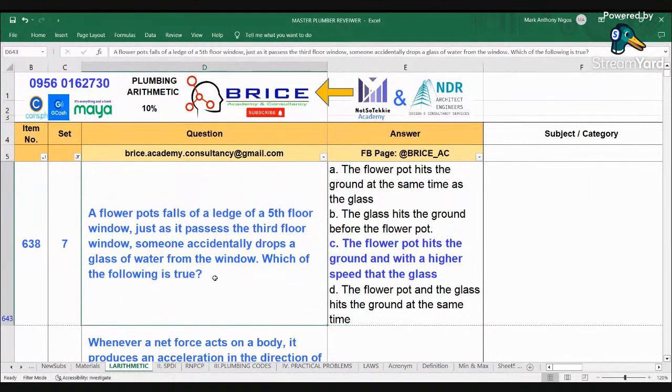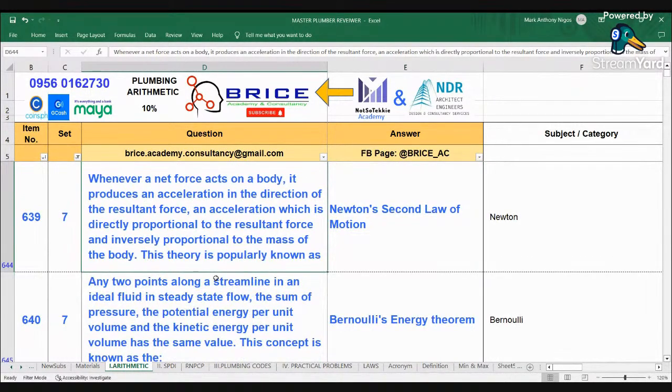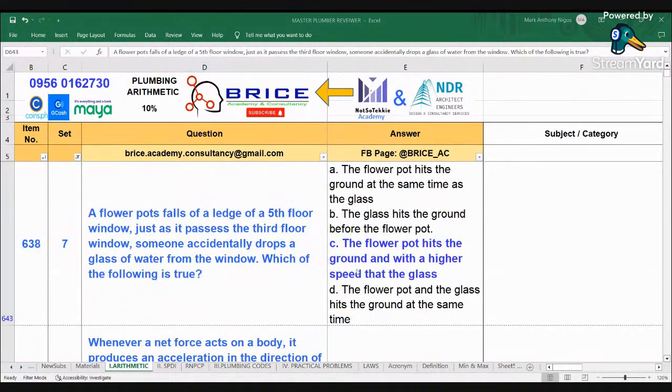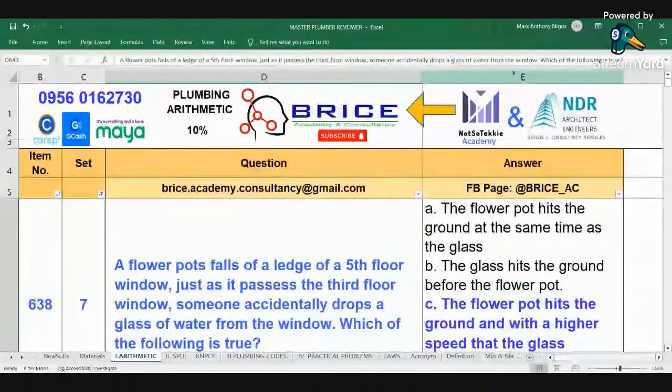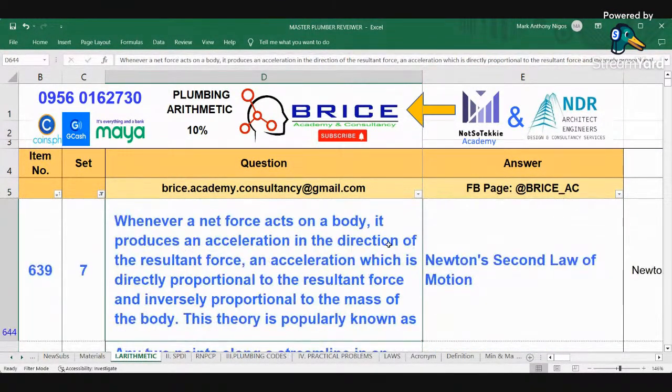Yun, 6:39. Makikita ba siya? Ano? Kita naman. Tapos na tayo. 6:39.